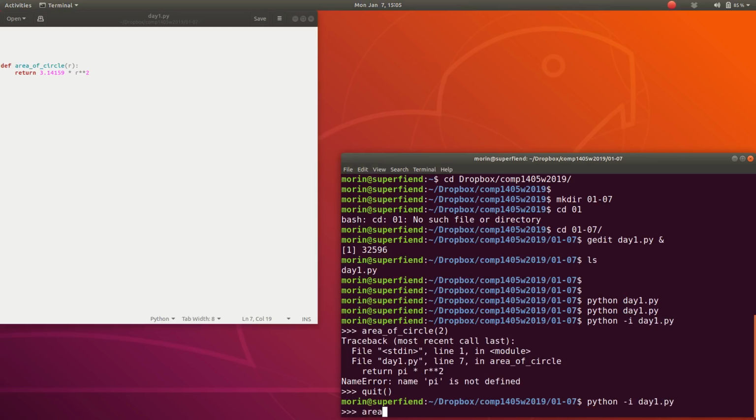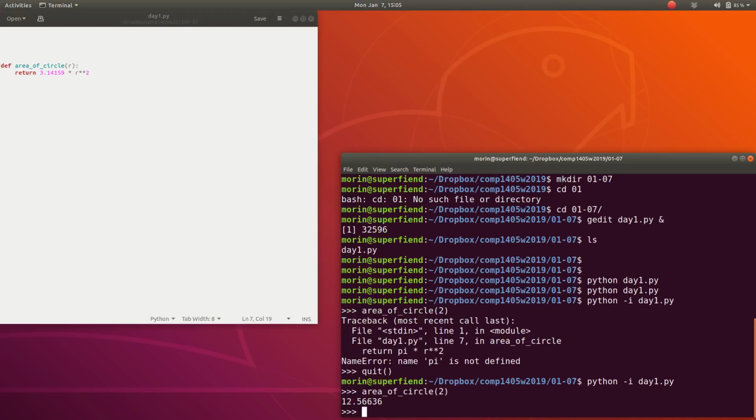So now let's ask Python for that area of circle of radius 2. That looks about right. That's r squared. 2 squared is 4. So now it's 4 times 3.14159, 12.566. That looks about right. And indeed it is.